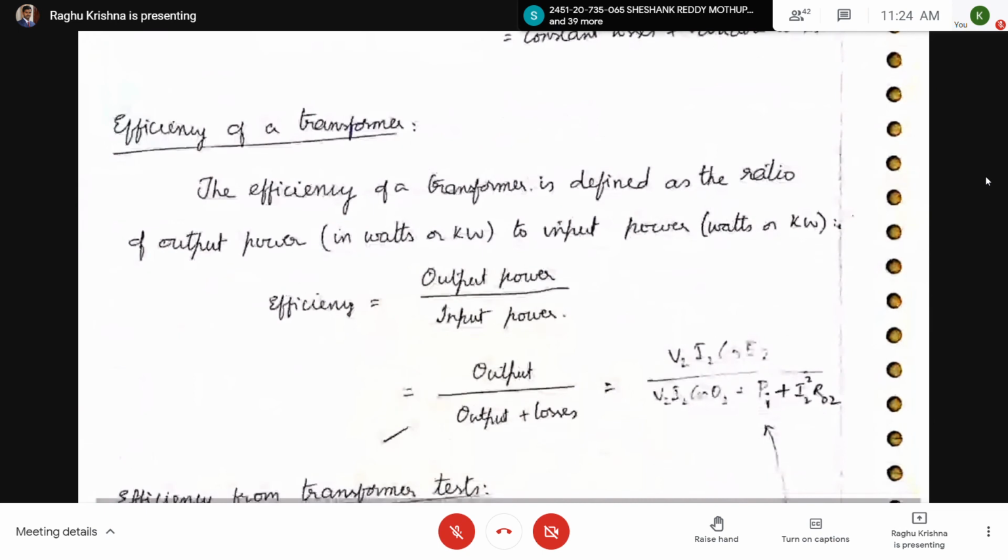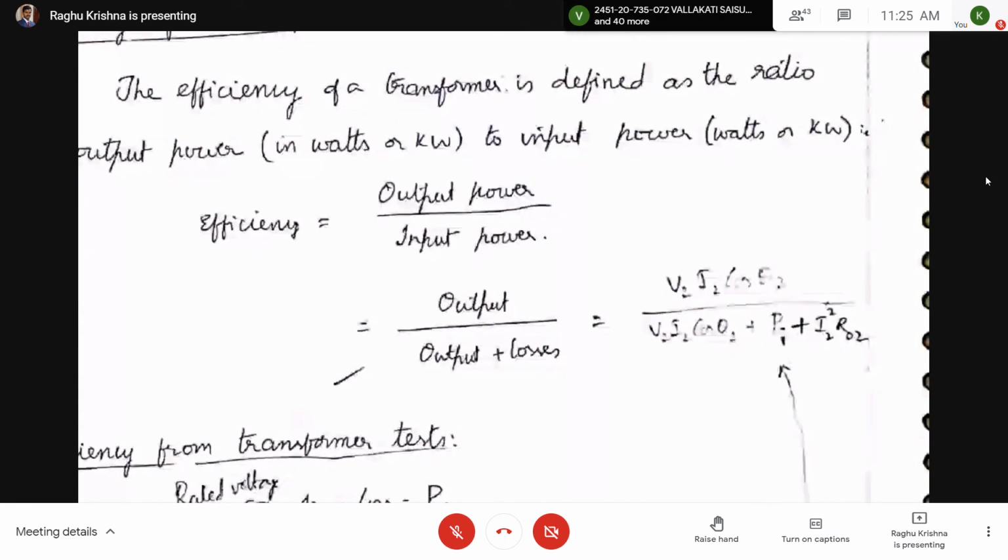Next, efficiency of a transformer. You require this formula in the lab also. This is very important. Efficiency of a transformer is defined as the ratio of output power to input power. So efficiency equals output power by input power. Input can be written as output plus losses, that means output power plus losses.